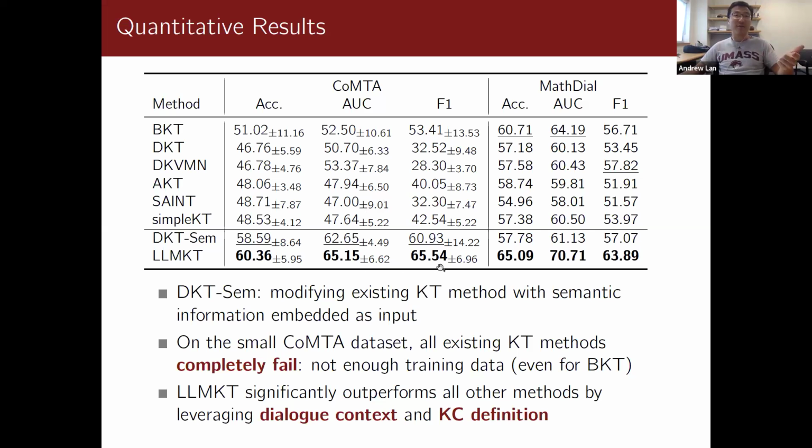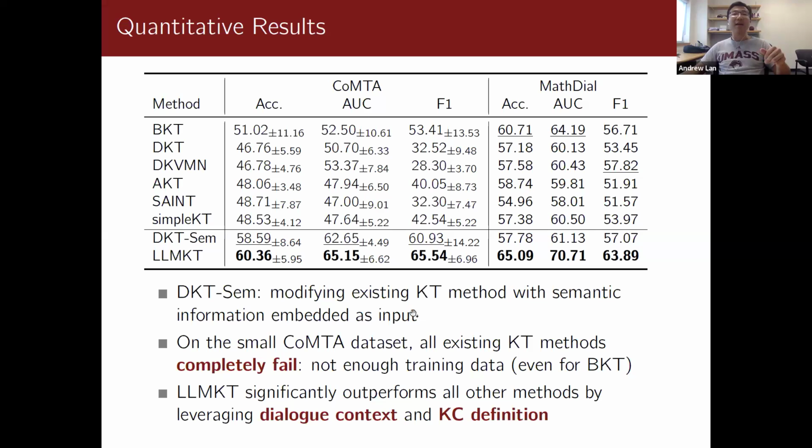However, with our methods, if you really do take the dialogue history into account and leverage an existing backbone language model, you'll be able to do up to around 65%, which is 15 points better than just around 50. And on the larger dataset, MathDial, these other methods start working a little bit, but they're still by far not as good as LLM-KT, our method.